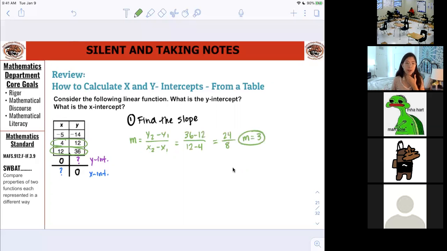That's always the first thing you have to do, because if you don't know the slope, you can't figure anything else out. So that's why we do that first. So we find the slope. Now that I have the slope, which of those values could I figure out? The x-intercept or the y-intercept? The y. Yeah.